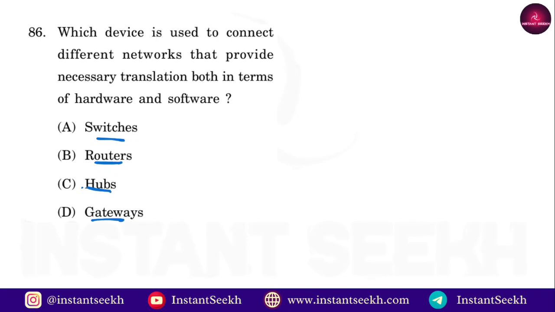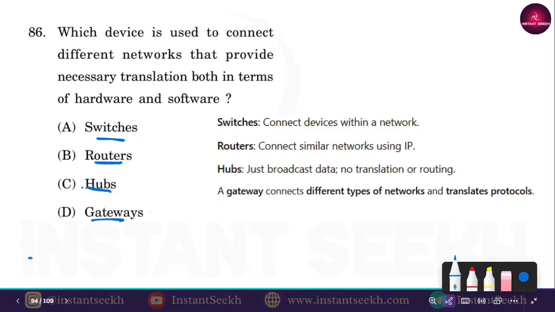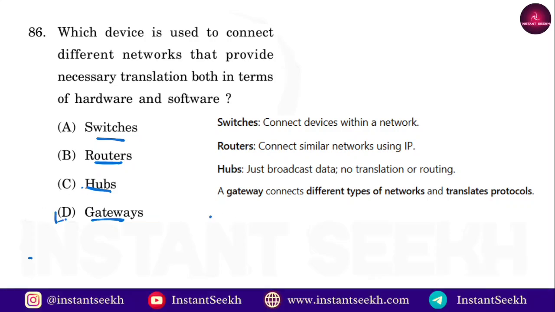So let's see one by one what each of them is used for. Switches are used for connecting devices within the networks. Routers connect similar networks using IPs, and hubs are used just to broadcast the data, with no translation or routing. So gateways, option D, is your right answer, that connects different types of networks and translates the protocols for the transmission. So option D is your right answer.